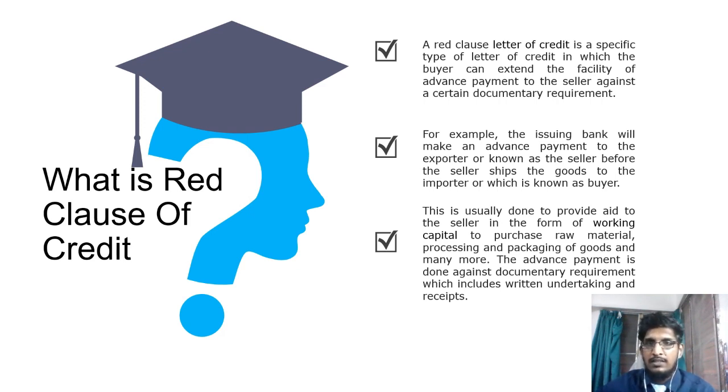So for example, the issuing bank will make an advance payment to the exporter, known as the seller, before the seller ships the goods to the importer, known as the buyer. This is usually done to provide aid to the seller in the form of working capital, to purchase raw material, for processing and packaging of goods, and many more. The advance payment is done against documentary requirements, which include written undertakings and receipts.